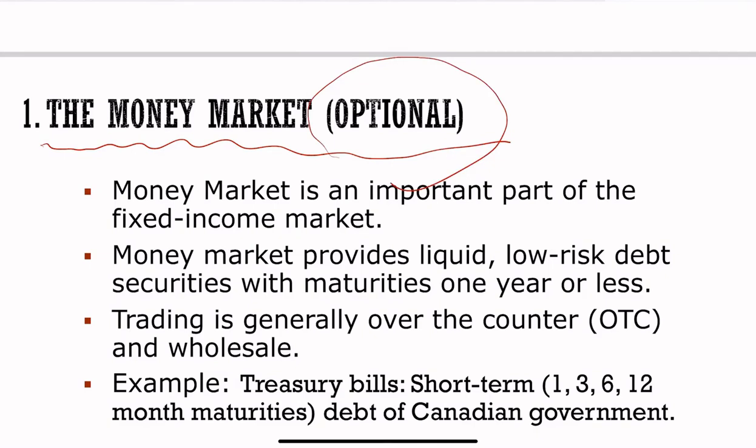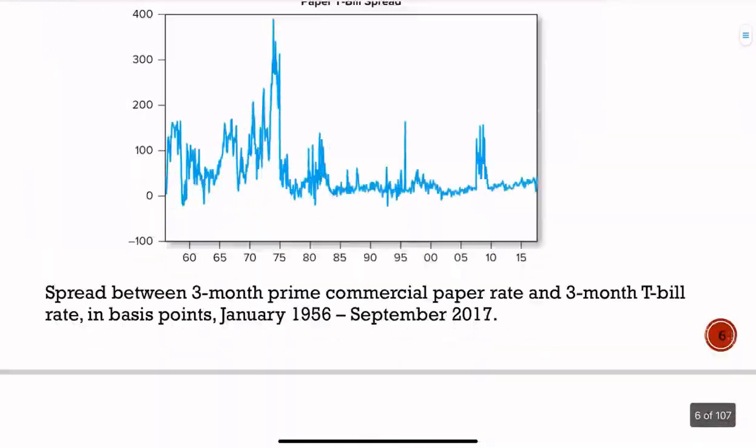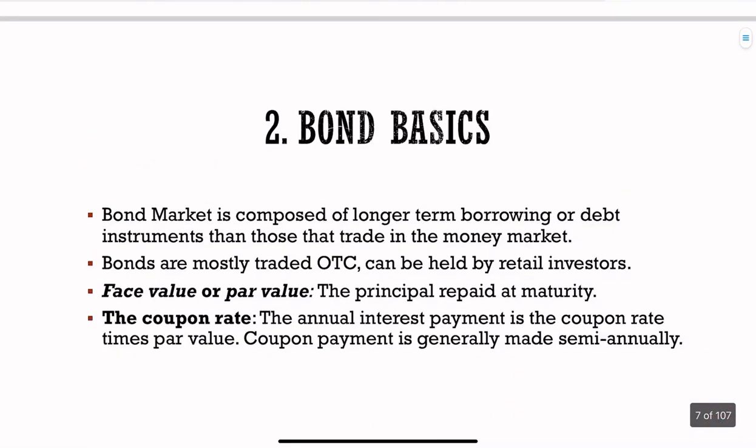Another thing is, as a retail investor, you can actually invest in a money market fund. Generally, your broker will offer a lot of choices in money market funds. It's generally low risk, sort of like your savings account. So anyway, I will just skip this part. Let's go straight into the bond market.